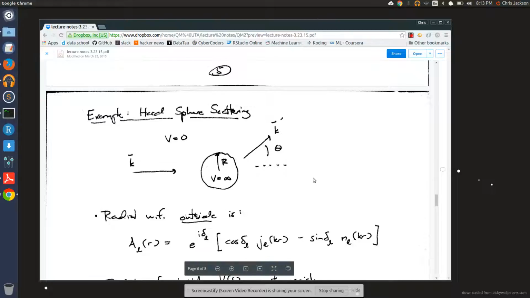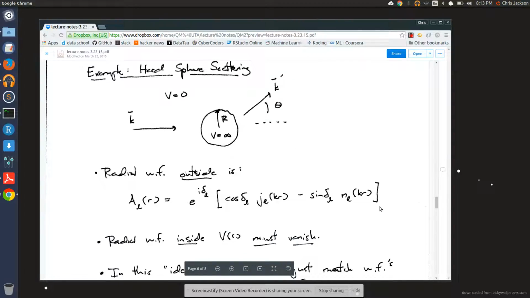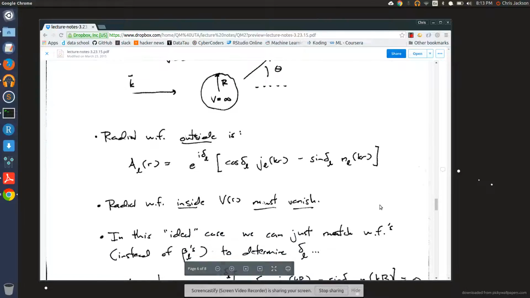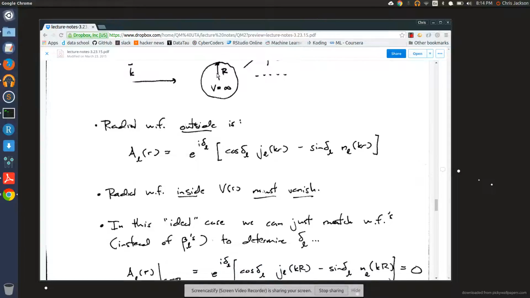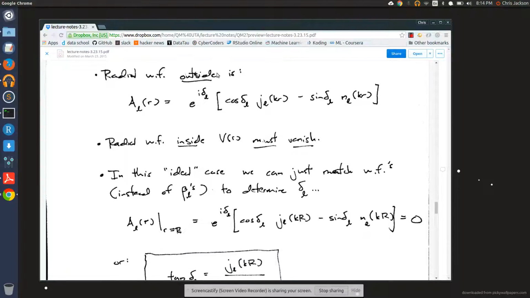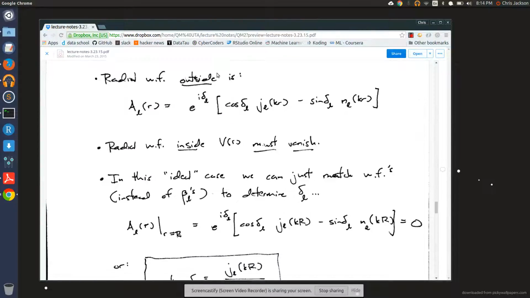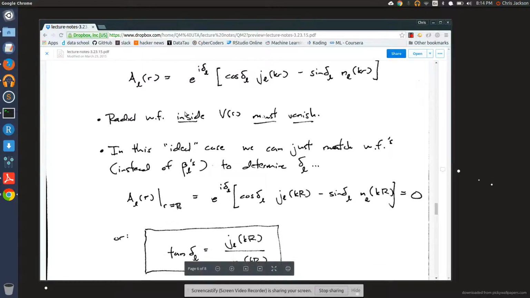Okay, so outside the wave function, we can just write down what we had before. We know what the solution for the radial part is, right? And because this is impenetrable, because the potential goes to infinity, that means the wave function has to vanish inside of this region, right? So this is a very simple case compared to the more general case that I was talking about, the case that you might encounter in homework problems. But this is a simple case, right?